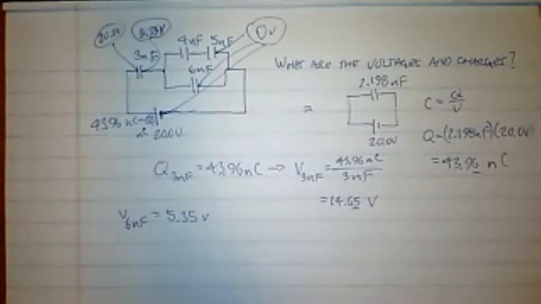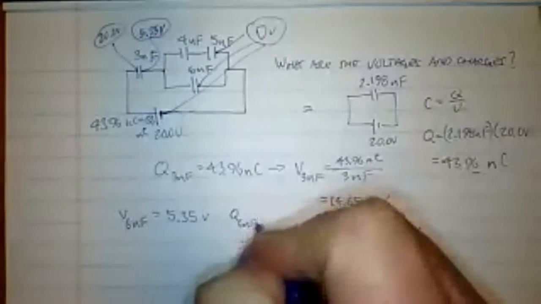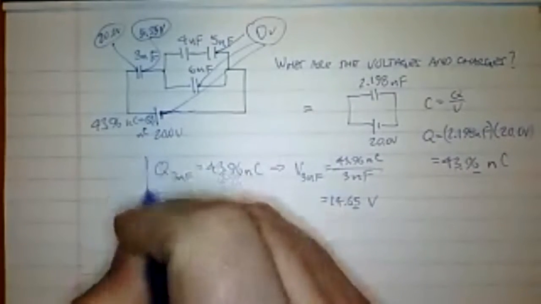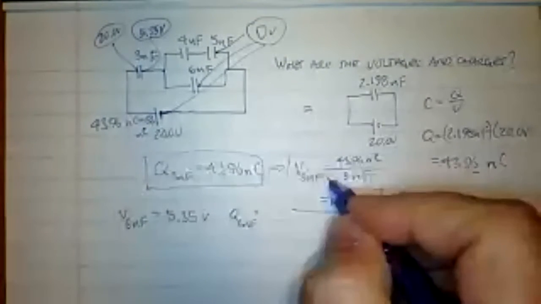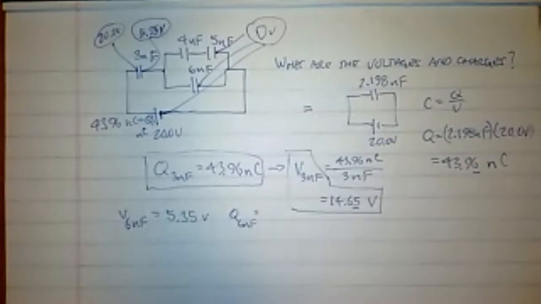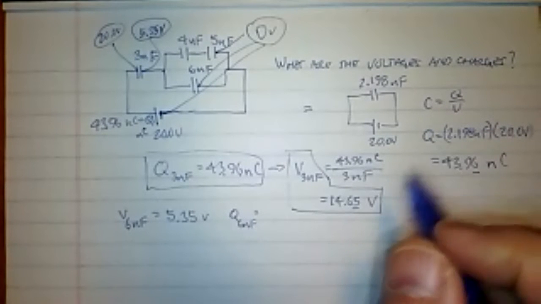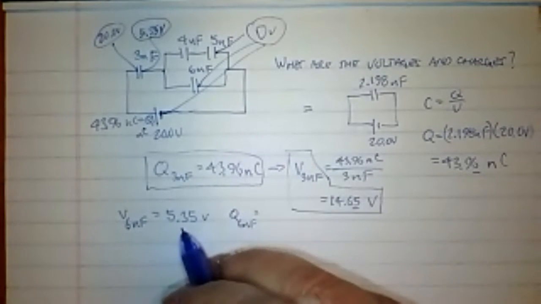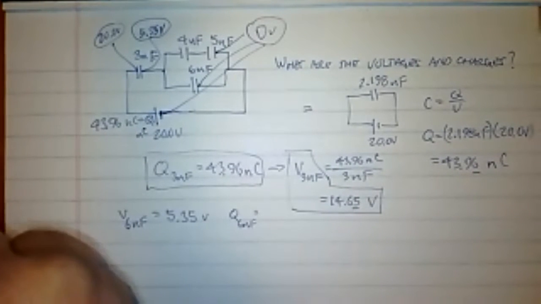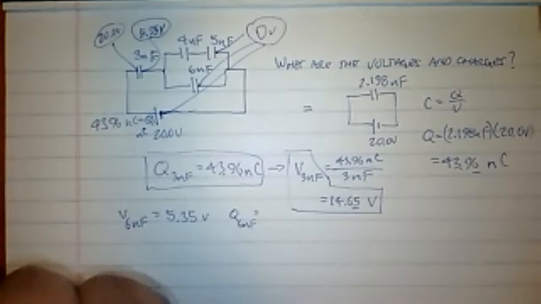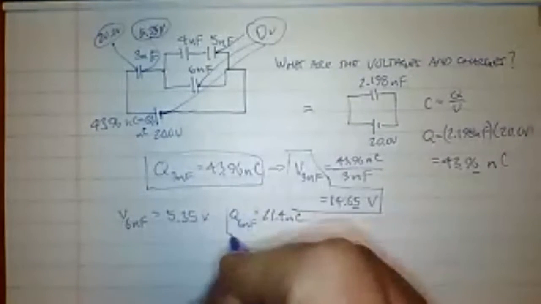Okay. And now that I know that, I can also say that the charge on the 6 nanofarad is going to be equal to, let me box off this so I recognize it's an answer, and box off this so I recognize it's an answer. Now with the 6 nanofarad, all I have to do is take C and multiply it by V, and this is 5.35 times 4. So 5.35 times 4, which should be about 20 something, is 21.4 nanocoulombs.